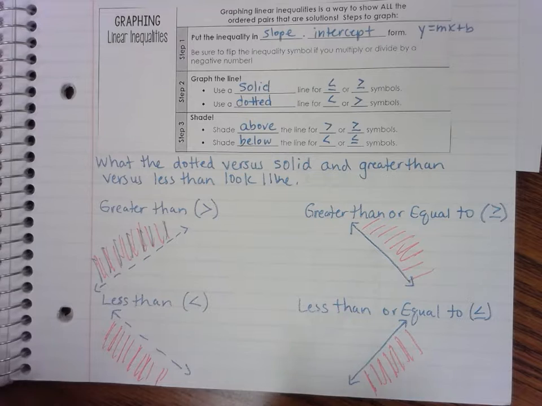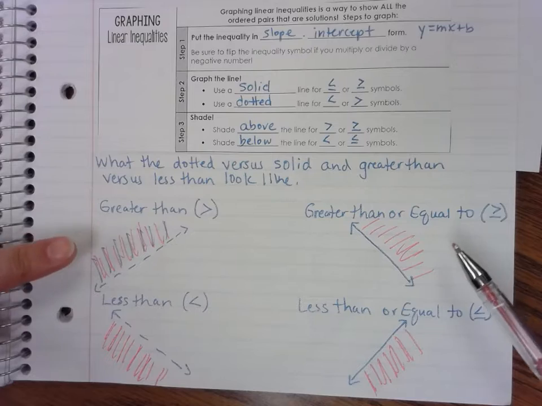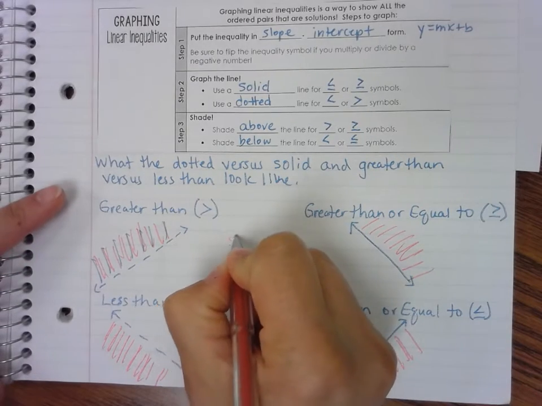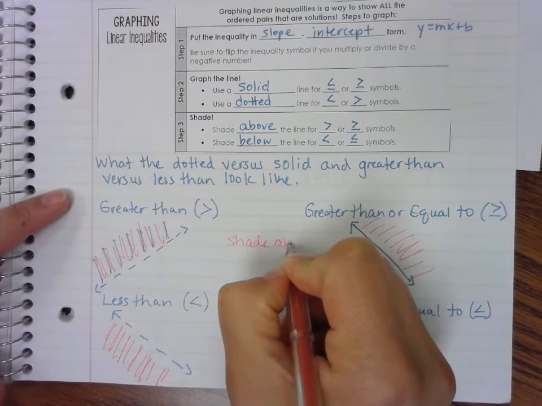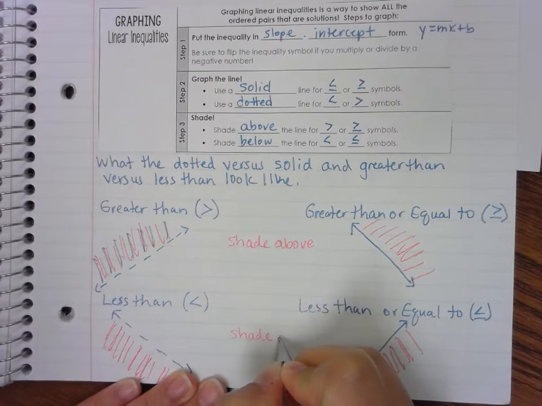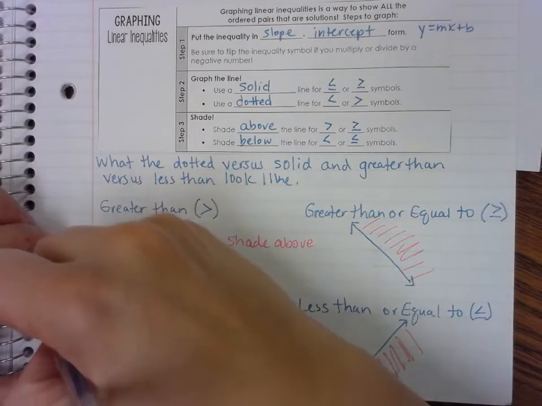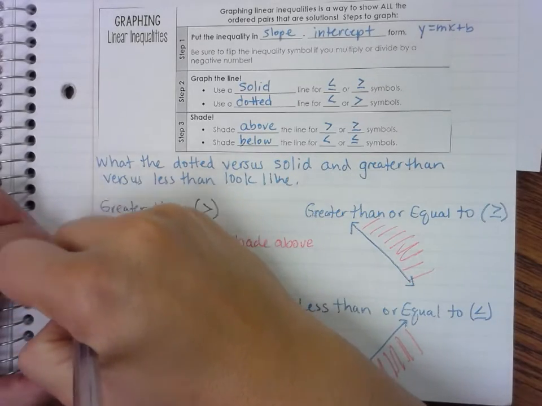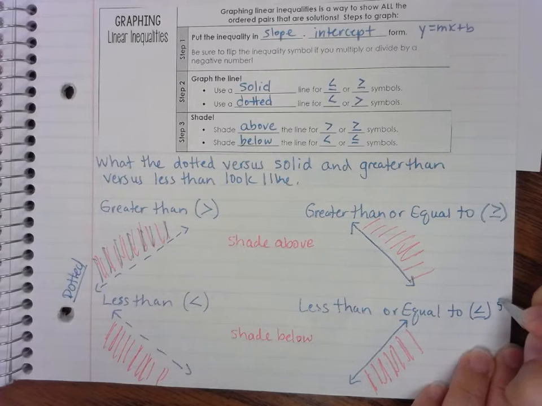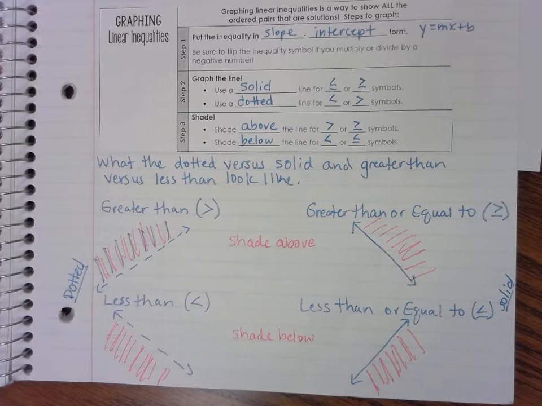So the biggest difference between the greater than and the less than is greater than is shaded above. So we're going to note that we shade above. And here we shade below. On the left side, we have dotted, and over here we have solid because they are or equal to. So that's the biggest difference with our less than, greater than, and our or equal to.